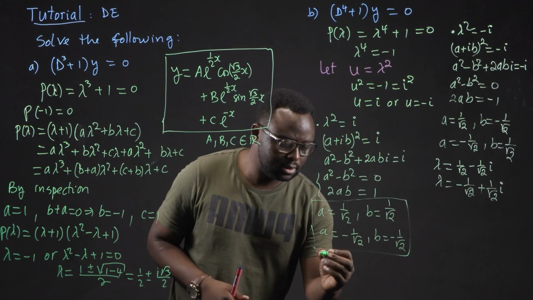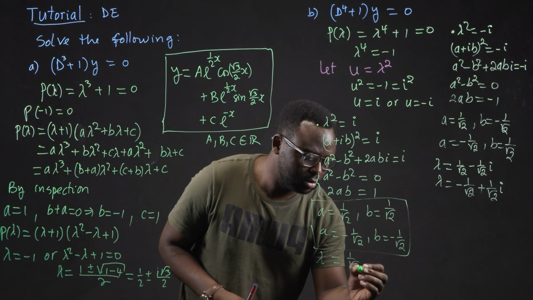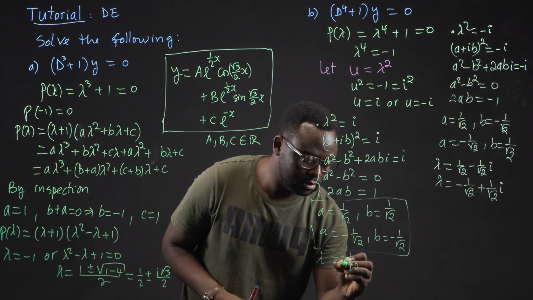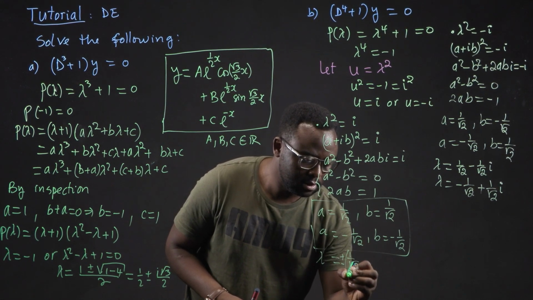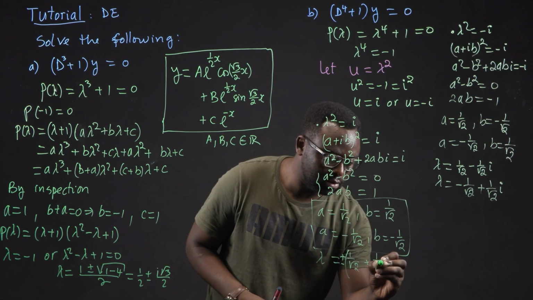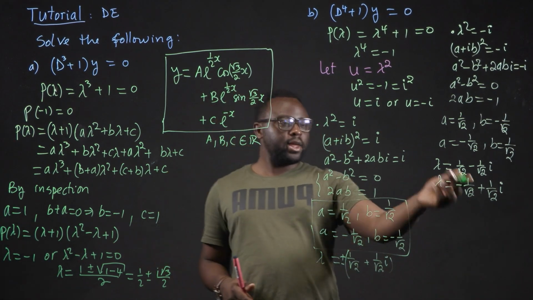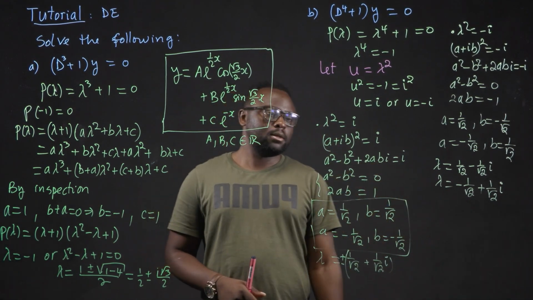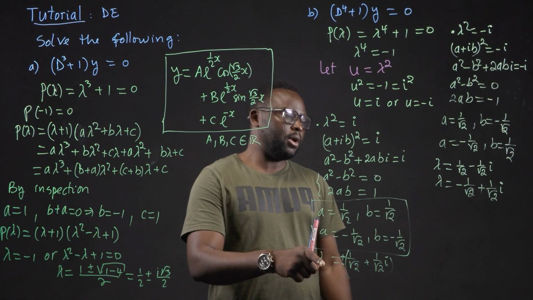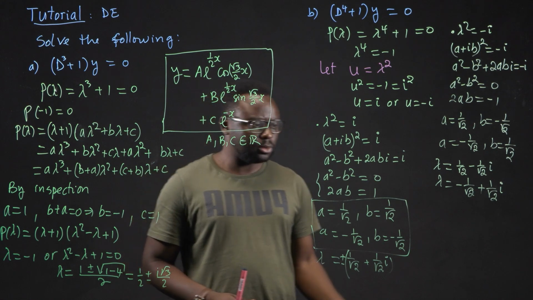It's the same for this. We have lambda is 1 over root 2, let's say plus minus. I would like to write it like this. You understand that it's two solutions, plus minus 1 over root 2 plus minus 1 over root 2 I. Alright, then having this, we know we have 4 lambdas: 1, 2, 3, 4. We can then write the total solution.